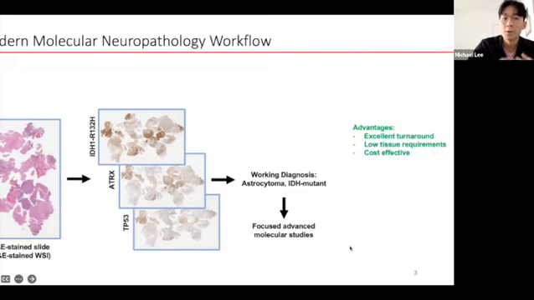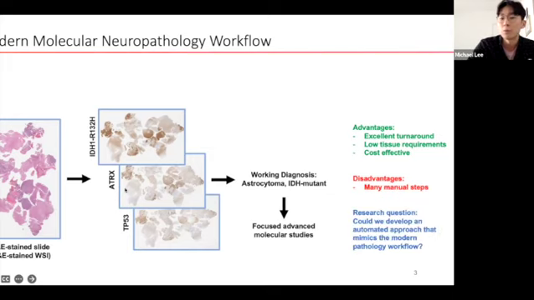The advantages of this pathology workflow are that it has excellent turnaround, it has low tissue requirements, often in the form of biopsies, and it's very cost effective compared to sequencing tests. But the disadvantage is that there are a lot of manual steps, as I've alluded to here: looking at all these cells and cellular features, counting the number of nuclei that are positive in these immunohistochemistry stains, etc. And so the research question for my project was, can we develop an automated approach that mimics this modern neuropathology workflow in the form of a fully digitalized, automated workflow?